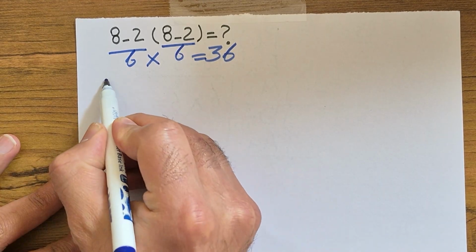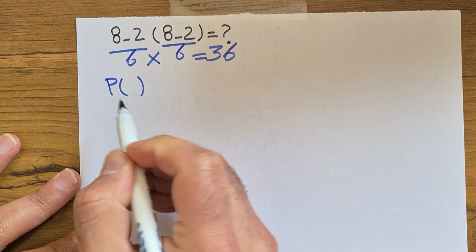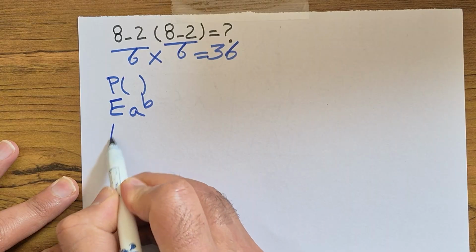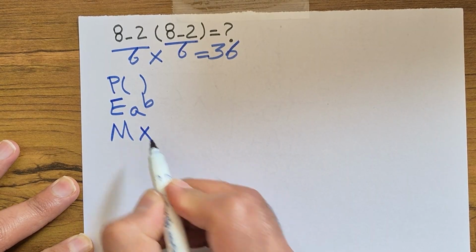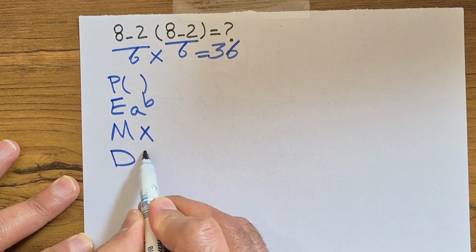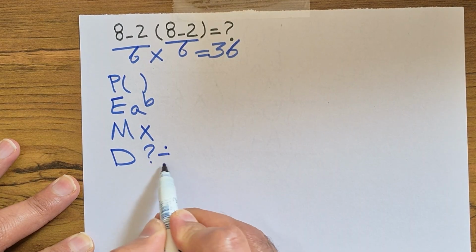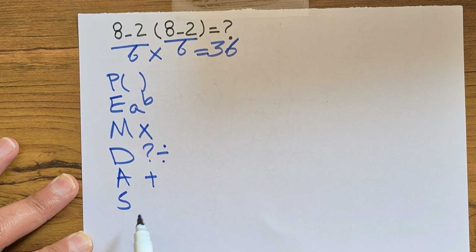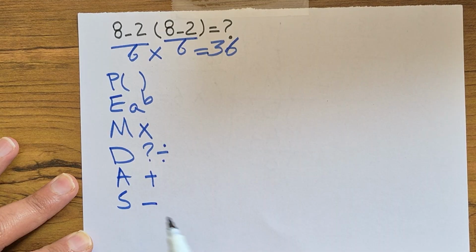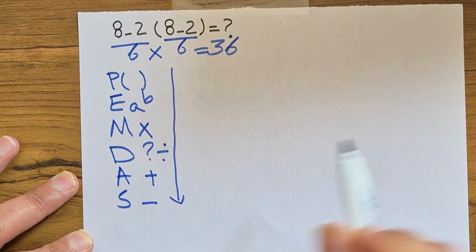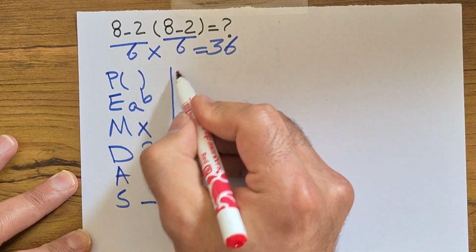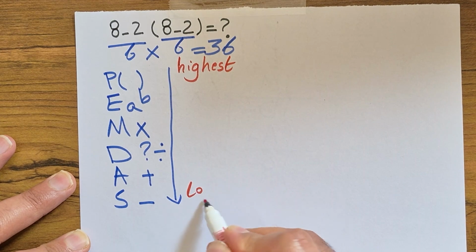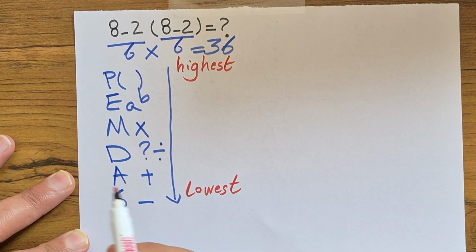Anyways, so PEMDAS, P stands for parentheses, E stands for exponents, M stands for multiplication, D stands for what? Division, A stands for addition, and you tell me the final one, S stands for subtraction. And this shows an order of priority. So here we have the highest, and here we have the lowest order of priority.